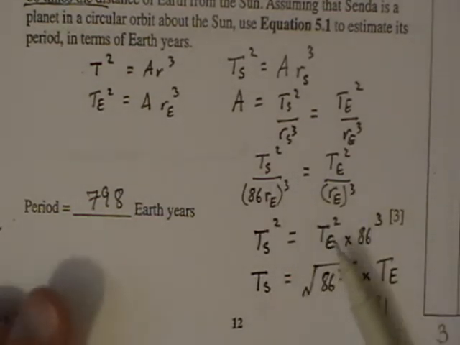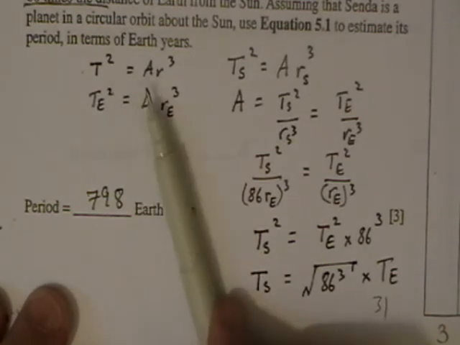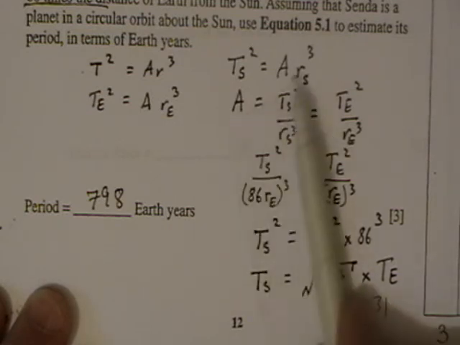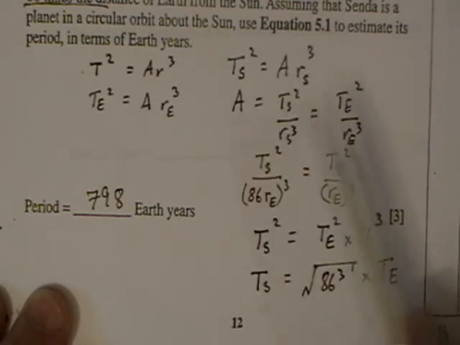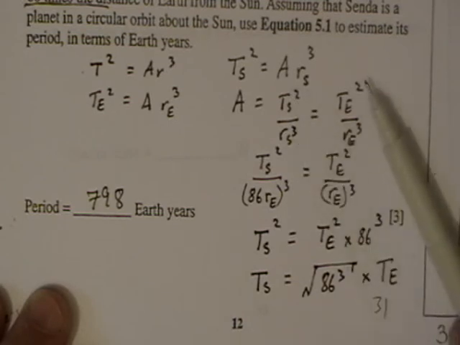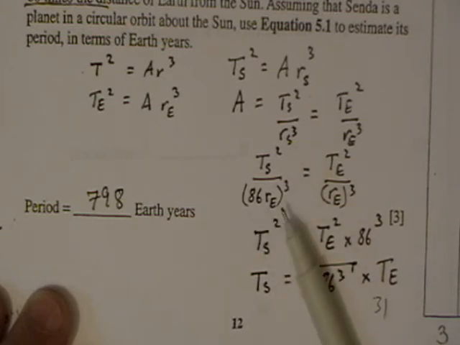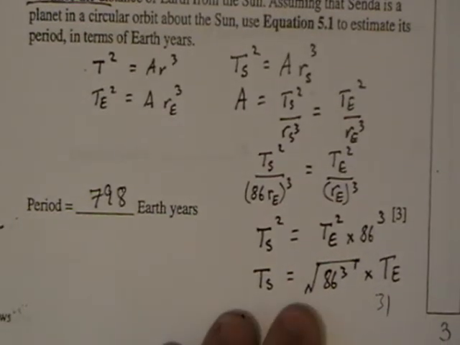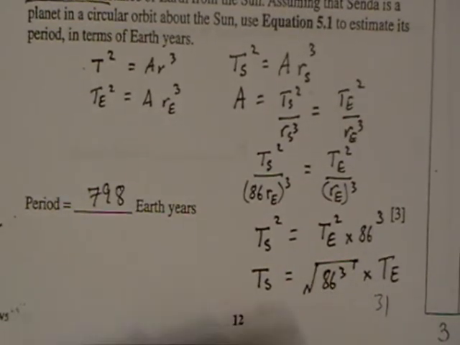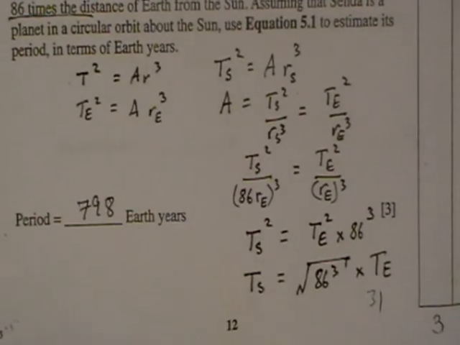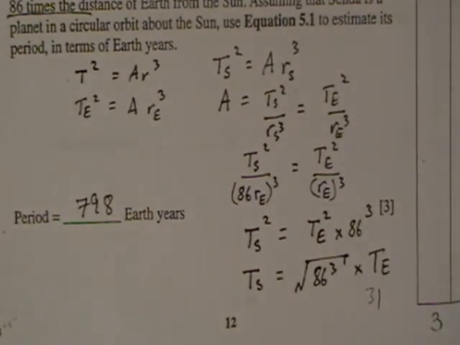Just to go through that again, we're using T squared equals A times r cubed. We do it for the Earth, we do it for Sedna, and then I'm equating both of those, working out what A is for both of them. So it's Ts squared over rs cubed equals Te squared over re cubed, and we know for Sedna that it's 86 times the radius of the Earth's orbit cubed. The radius of the Earth's orbit then cancels, and we're left with a calculation which is the square root of 86 cubed times the period of orbit for the Earth. And that is the end of that question.